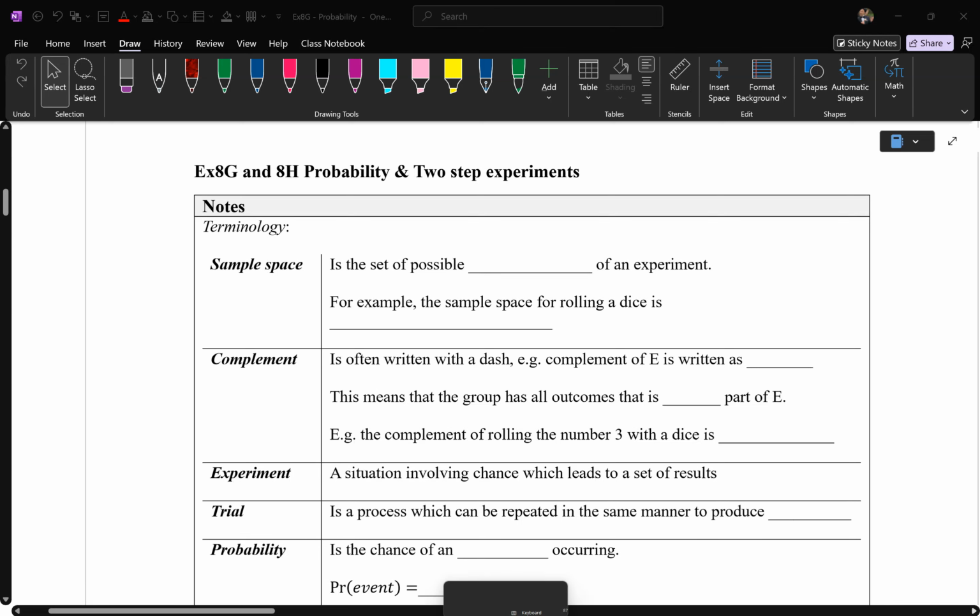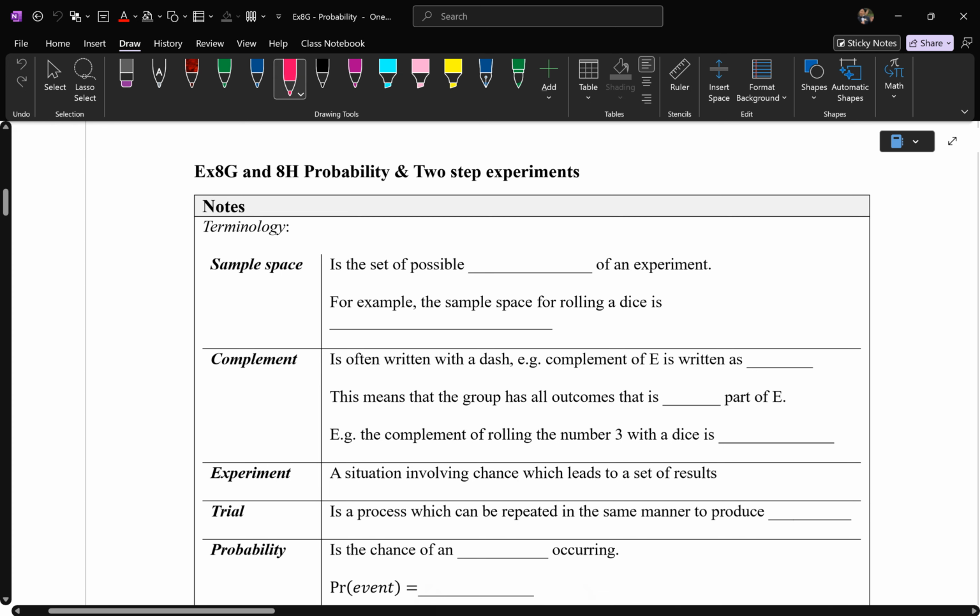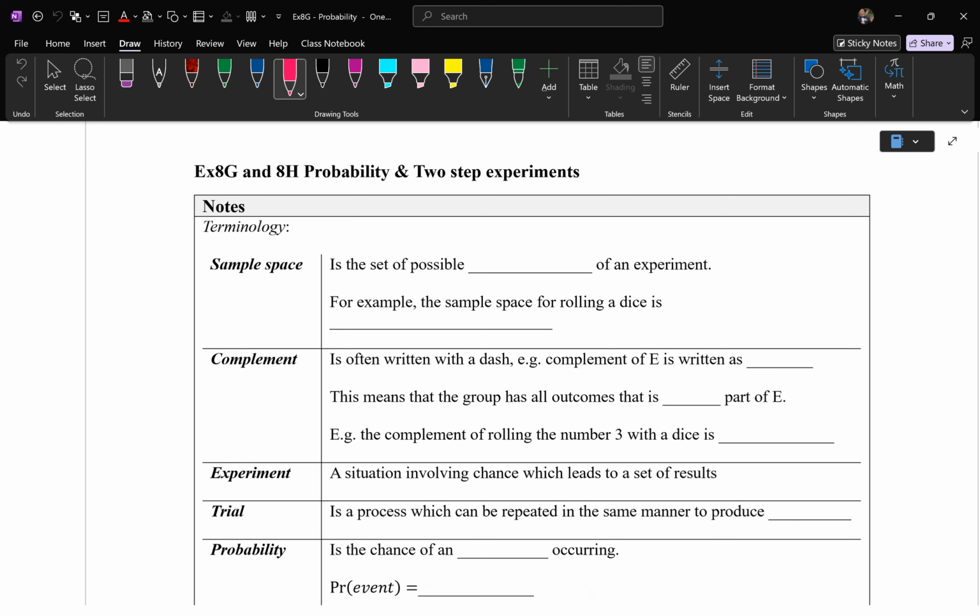Probability is a short chapter, 4 exercises, but really you can do it in 2 sessions. So the first session we're doing Exercise 8H. Let's have a look.